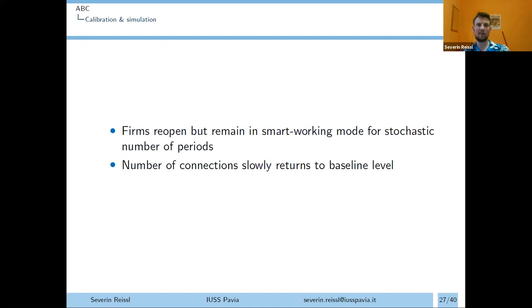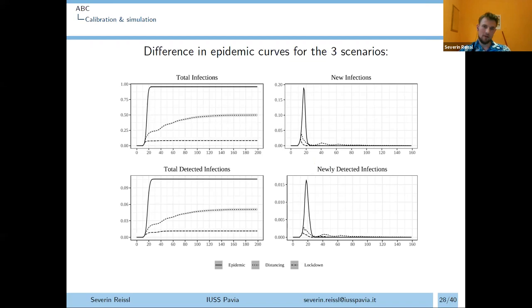And so on this graph, I've sort of summarized the epidemiological impacts of these three different scenarios that I've just outlined. And you can see that there are really quite dramatic differences between them. You can see that both in terms of the number of total infections and detected infections, the lockdown scenario results in a much smaller number of infections as one would suspect.